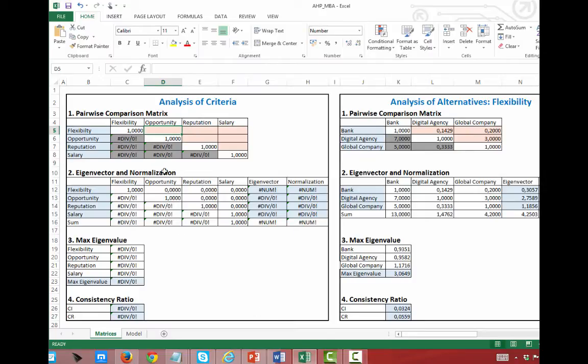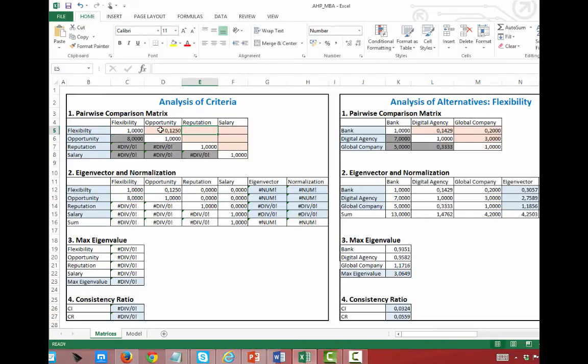In chart number one, you can see the comparison matrix. Here, the first step is to complete the matrix by filling the cells in pink color according to the results of the comparison questionnaire. For the first space, which compares between flexibility and opportunity, I decided that opportunity is more important and gave a level of intensity of 8, so I write 1 over 8 here.